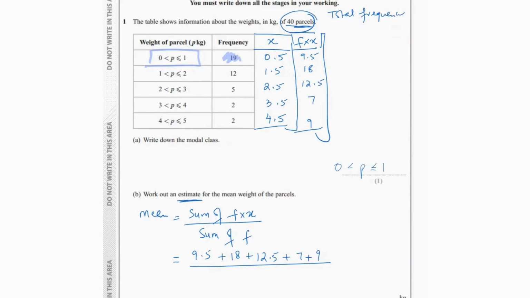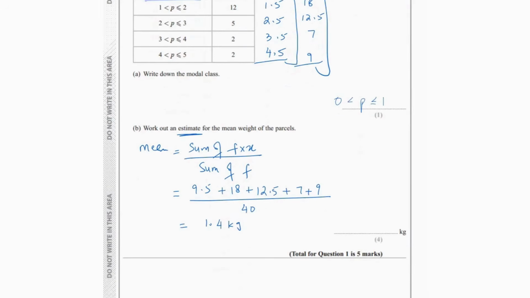Try to save as much time as possible so that you have time left at the end to check your answers and go through the questions that you're struggling with. So now we'll just plug this into the calculator. That's 1.4. So 1.4 kg is your estimate for the mean weight of the parcels. Easy 5 marks, which you can easily score. Nothing complicated in this.